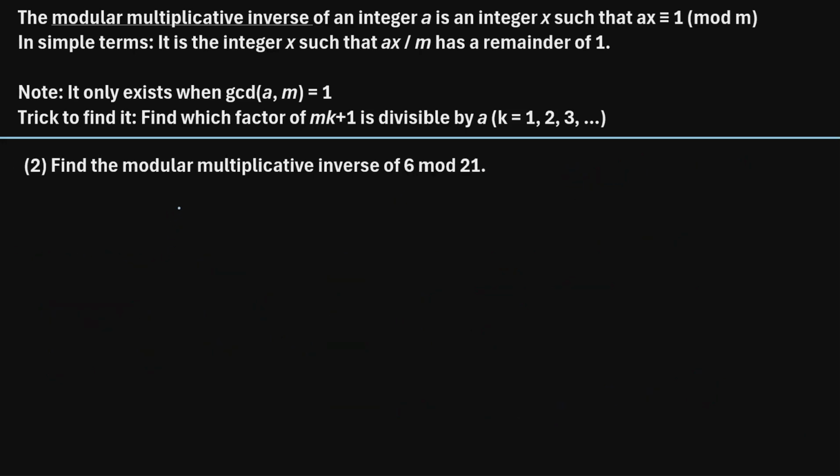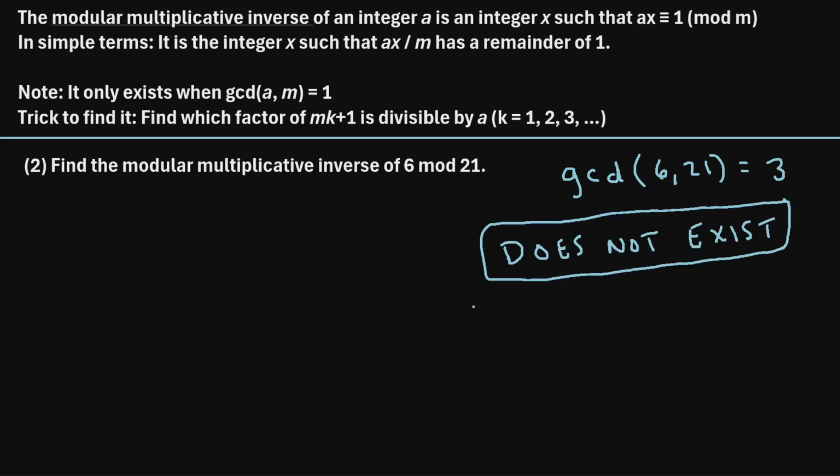All right, let's try another example. This one says, find the modular multiplicative inverse of 6 mod 21. So remember, we first have to check, does it even exist? So is the greatest common divisor between 6 and 21 equal to 1? Well, no, it is not, because the greatest common divisor would be 3 in this case. Or another way of saying that is that 3 is the largest number that goes into both 6 and 21. So since this number is not a 1, it means the modular multiplicative inverse doesn't even exist for this one. So for this one, we'll just say it does not exist.